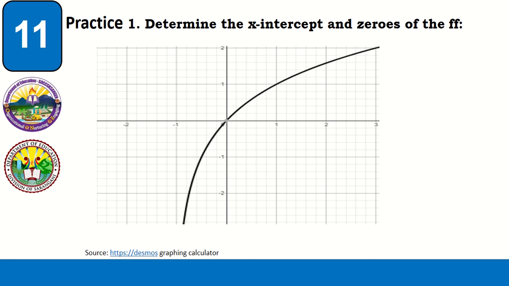Let's have practice number 1. What is the x-intercept of this graph? The answer is 0. Correct. Why? Because this graph intersects the x-axis at 0. How about the zero? Still 0, because the x-intercept is the same as the zero.